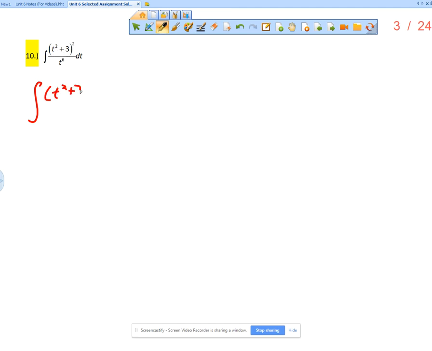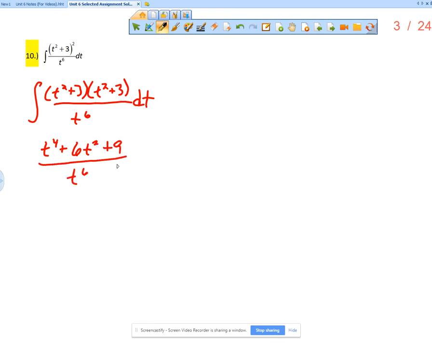So I have t squared plus 3 times itself, t squared plus 3, and then all divided by the t to the 6th dt. All right, so t squared plus 3 times t squared plus 3, so I get t to the 4th plus 3t squared plus 3t squared, so 6t squared plus 9, all divided by t to the 6th dt. All right, and remember, I'm still integrating with respect to t, so I have to write that integral every step.